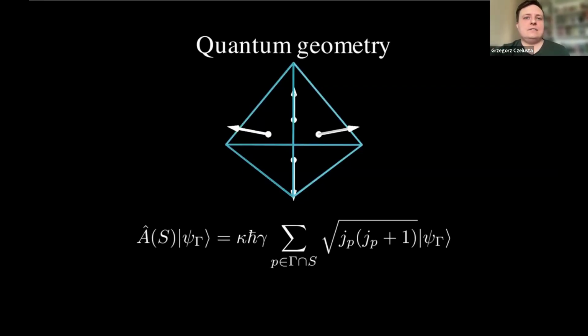I am presenting this only at the intuitive level, but this statement can be made precise, and one can define an area operator in LQG and show that spin network states are eigenstates of this operator, and the corresponding eigenvalues are determined by the spin labels on the links. So the links are associated with this discretized area.